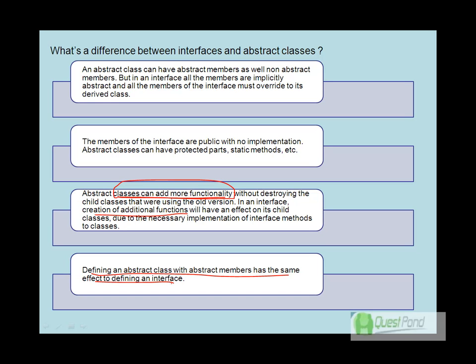So if you want to do standardization, or enforce rules across your classes, or decouple two classes, you have to use interfaces. If you want to increase reusability through inheritance, you have to use abstract classes. So both of these, interfaces and abstract classes, have a very specific use as per the scenarios and requirements.